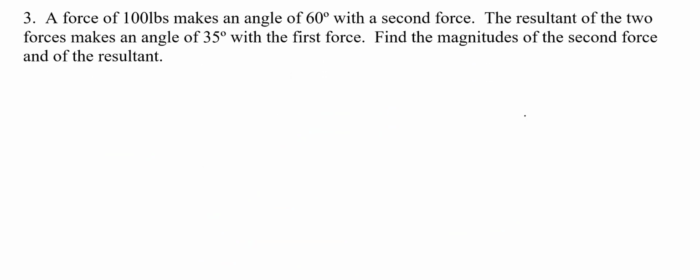All right. Number 3. A force of 100 pounds makes an angle of 60 degrees with the second force. The resultant of the two forces makes an angle of 35 degrees with the first force. Right away, you have to draw a parallelogram. If you don't draw the parallelogram, you're going to get it wrong. Okay, so let's do that.